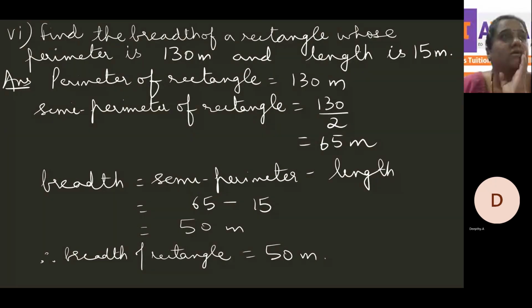So you can use short forms. For breadth, you can say B. For semi-perimeter, you can say S. S is semi-perimeter in mathematics. And you can say L for length.